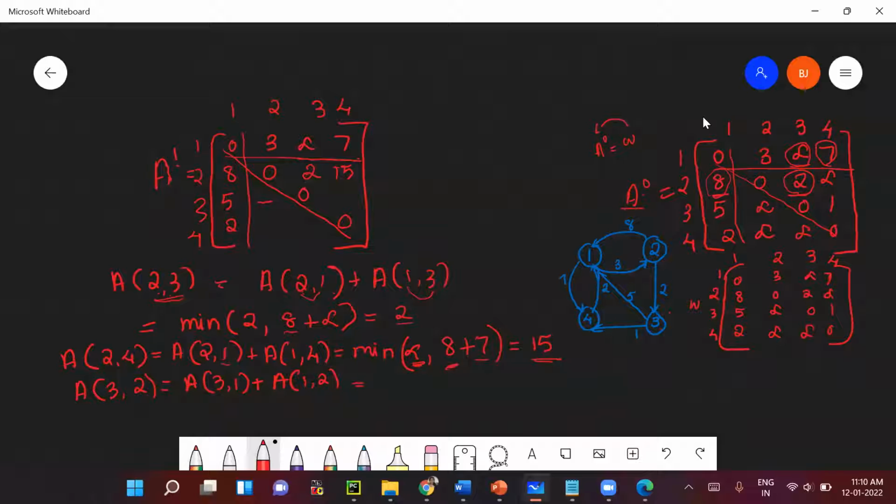What is 3, 2 from A0? From A0, 3, 2 is infinity. So we are going to find whichever is minimum of infinity, comma. What is 3, 1 from A0? 3, 1 is 5. Plus, what is 1, 2? 1, 2 from A0 is 3. Are you able to understand? Whoever asked the doubt, I don't know who asked.